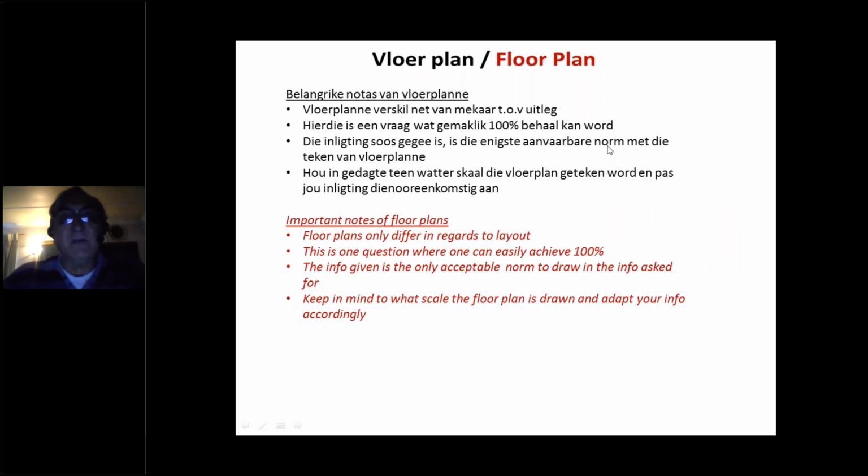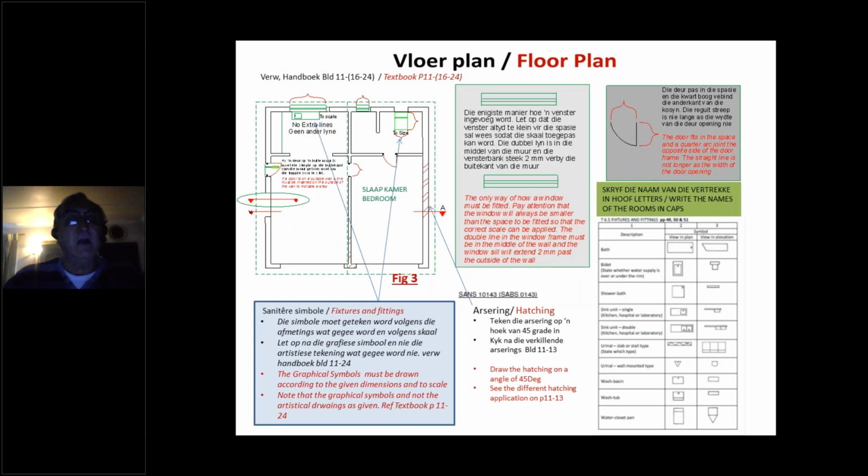This is one question where you can easily achieve your 100%. The only acceptable norm is to draw the info asked for. So if they ask for the info of a room, then you have to put that room's info there. In grade 11, you don't have to insert all the electrical components and wiring. That is only applicable on grade 12.